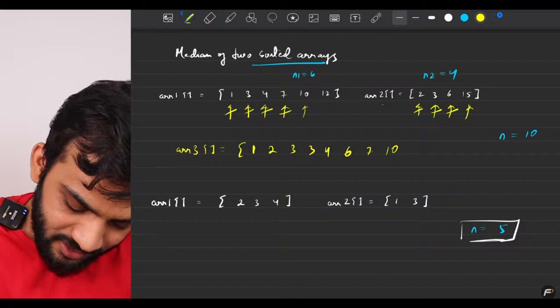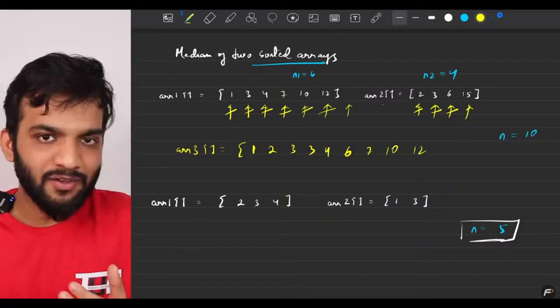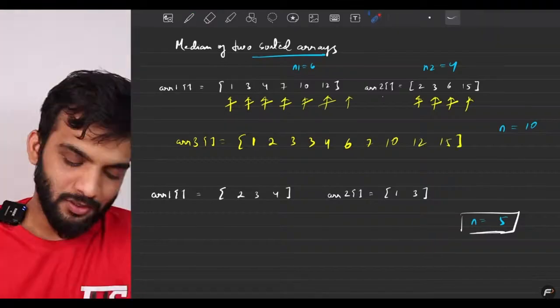Will I take 10? Yes. Will I take 12? Yes. Will I take... After this, there's nothing. So whatever is left on the right, I'll just take it. So we have put 2 sorted arrays into the third one.